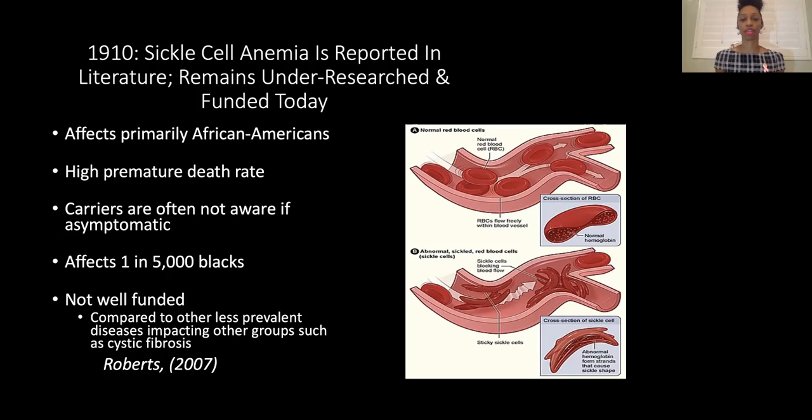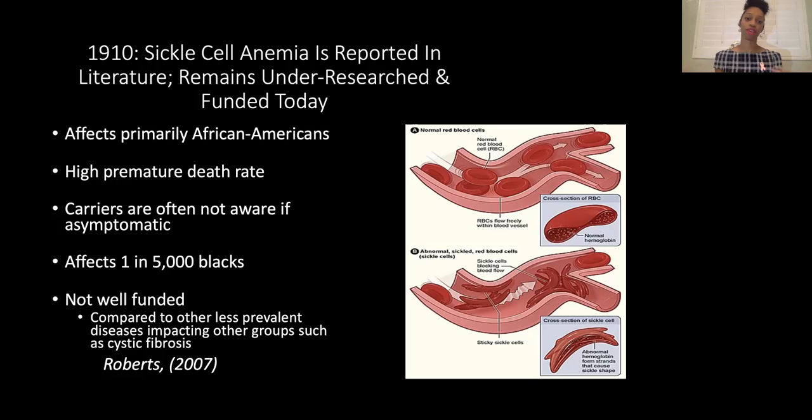Extremely high premature death rate, where death is oftentimes in the early to mid 40s for men and women. Some of the carriers are asymptomatic, or if they have the markers, they're also asymptomatic and may pass down the gene to their children. Unfortunately, it's not well funded, but it does plague the Black community very much so. It's not supremely well researched in accordance with some of our other diseases that we hear so much about, including cystic fibrosis and sickle cell anemia.